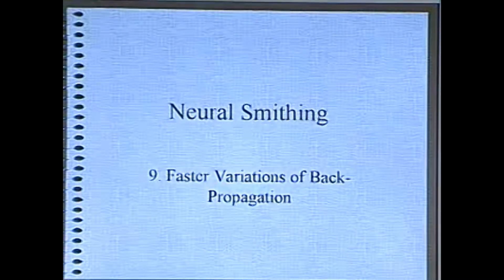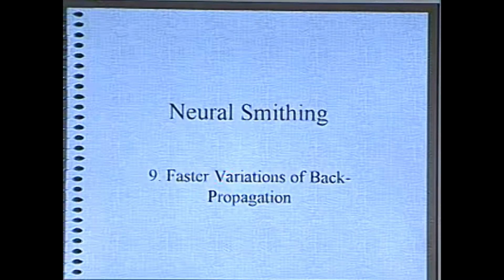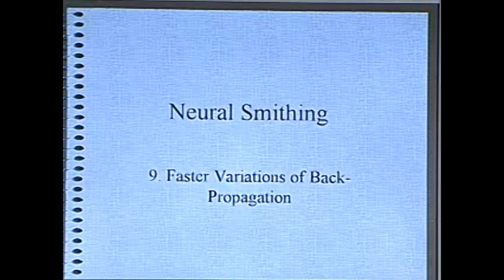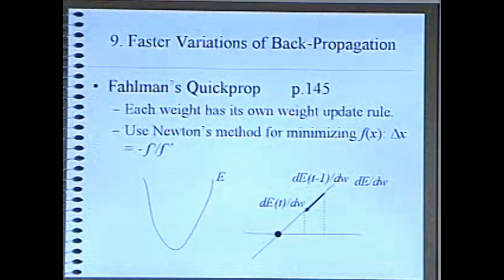I want to talk about some faster variations of backpropagation. One of the things that I mentioned is that backpropagation takes a very, very long time to converge typically, and there are some faster ways of doing it other than direct steepest descent, although many of the techniques are actually variations on steepest descent. Probably the most commonly used is Fahlman's algorithm called quickprop, which totally abandons the steepest descent sort of algorithm and uses Newton's method for minimizing f of x. You have to realize that steepest descent is not the only technique which can be used to find the global minima. There is a whole list of them.